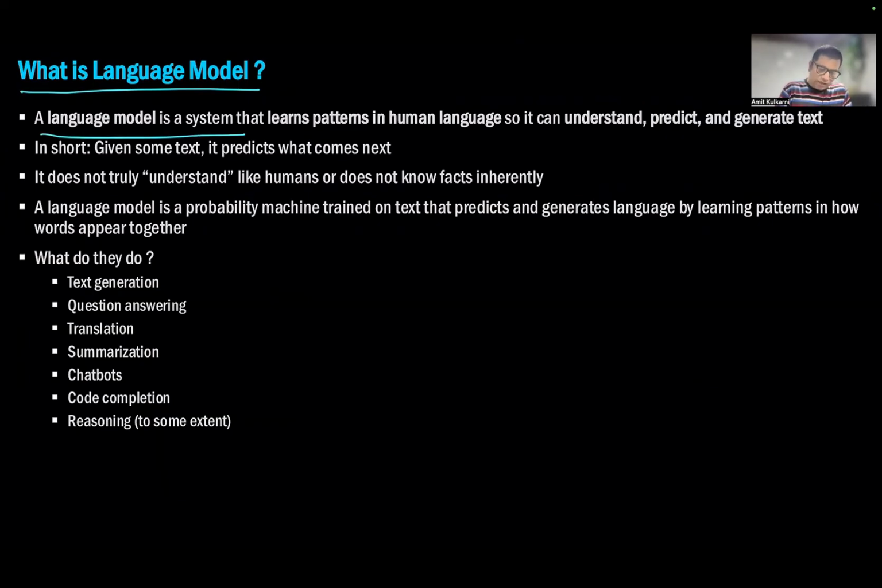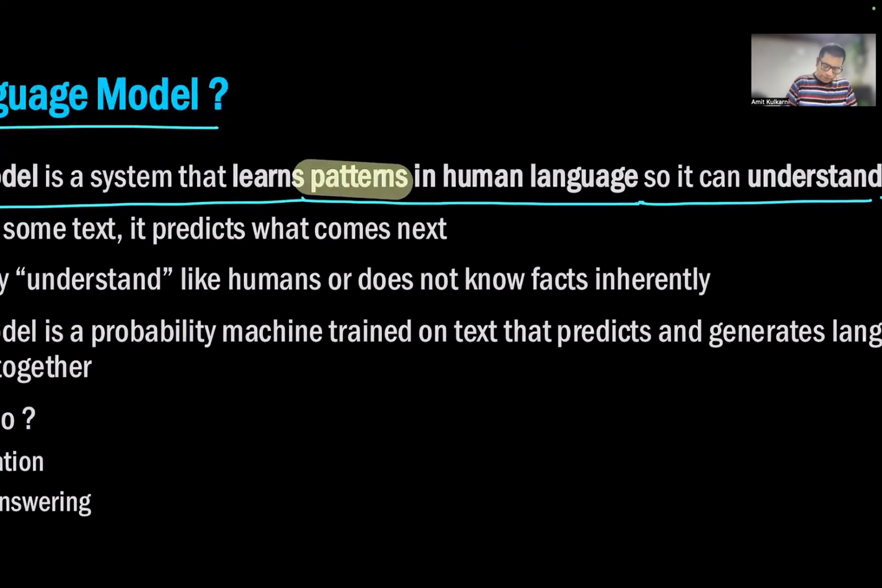If you think about it, it's just software, just an application, a system that learns the patterns in human language so that it can understand, predict, and generate text. This is the major reason why language models exist. What does it do? It learns the patterns. Please understand that. There is no magic.